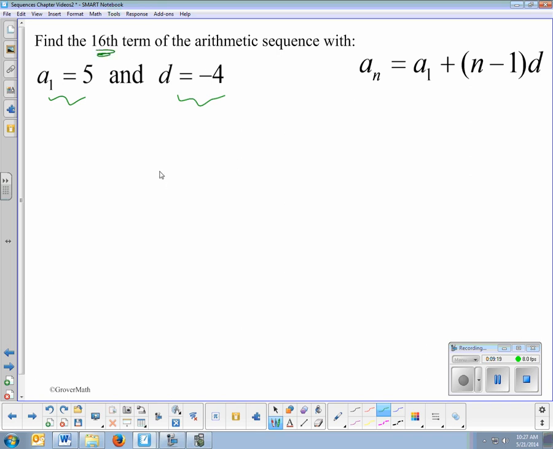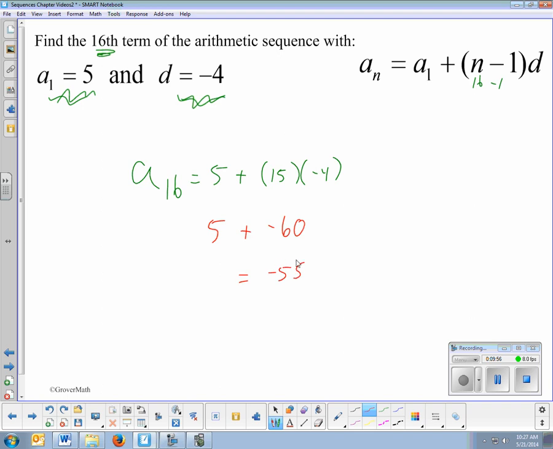So we want the 16th term, so that's A16. And we want the first term, which you're being told is 5 up here, plus the product of n minus 1, which is 16 minus 1, 15, and D, the problem's telling us, is negative 4. And so we get 5 plus 15 times negative 4, which is negative 60, plus 5 is negative 55.